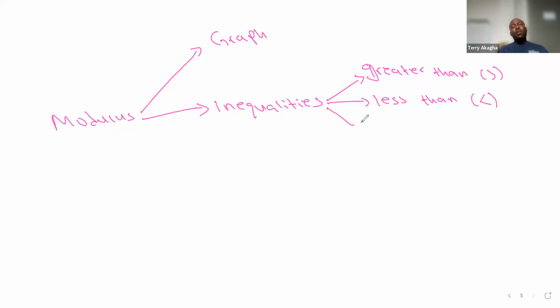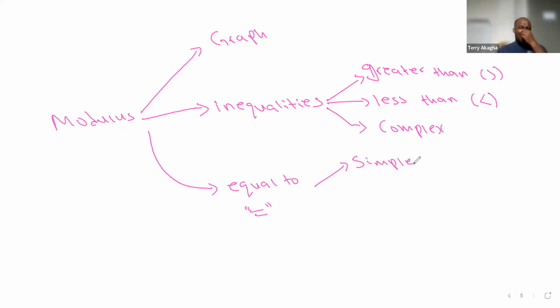I'll also talk about questions that are a little bit complex, which means they have a combination of 1 or 2 things in a question. Then I'll talk about equal to questions, questions that have an equal to sign, sometimes called equalities. I'll talk about some simple equalities questions, and some complex ones, maybe having the modulus on both sides and stuff like that. So that is it.